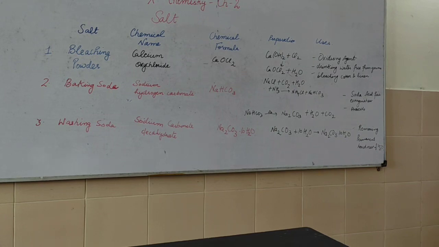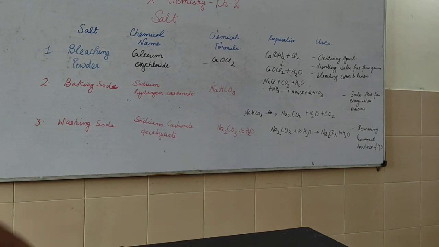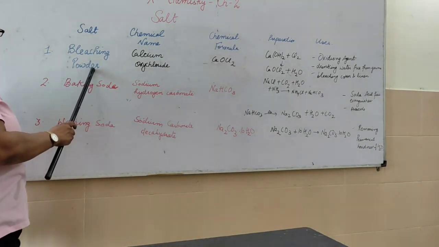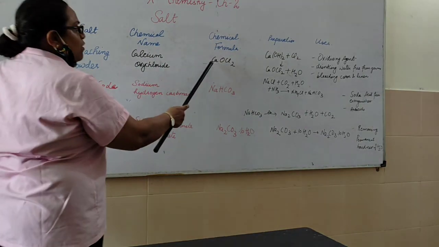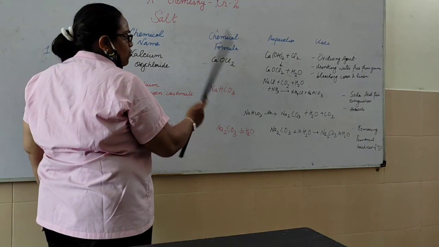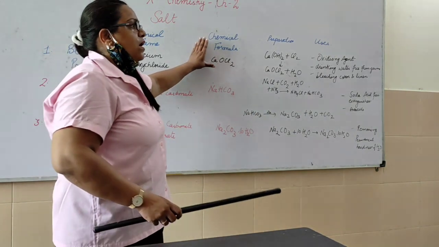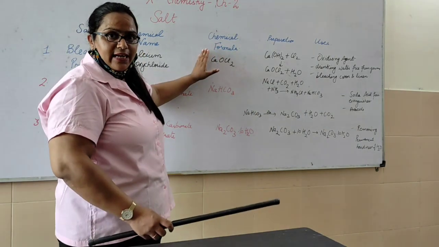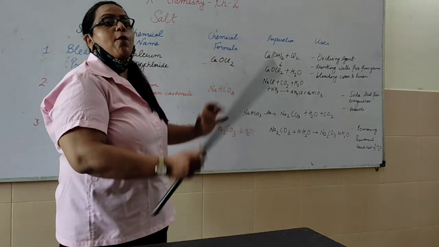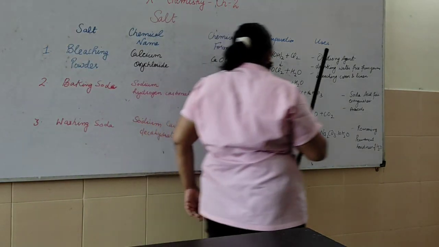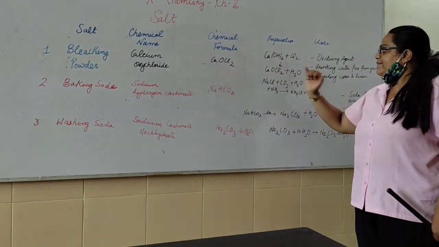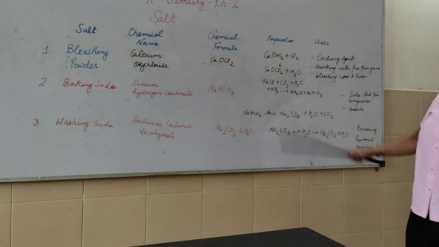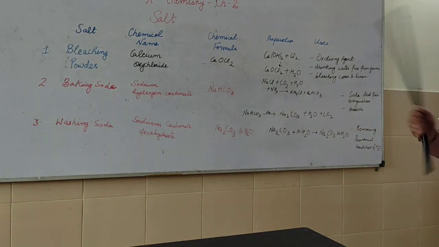The first one is bleaching powder. Its chemical name is calcium oxychloride. The formula is CaOCl2. However, its structure is not in your syllabus; its actual formula is very complex. How is it prepared? When we pass chlorine over slaked lime, it forms calcium oxychloride and water. So this is your bleaching powder.